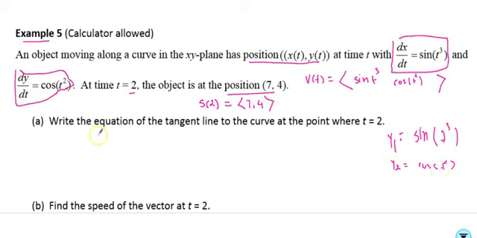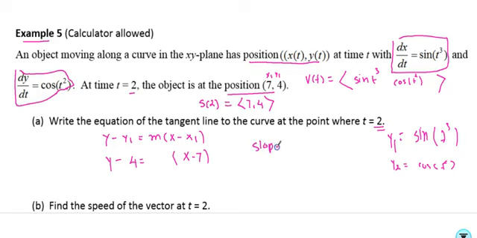So let's read this first question. Write the equation of the tangent line at t equal to 2. Note that the equation of the tangent line is y minus y1 equals m times x minus x1. At t equal to 2, you are given the position already. So this is your x1 and y1, which will be y minus 4 equals m times x minus 7. Now the slope at t equal to 2.